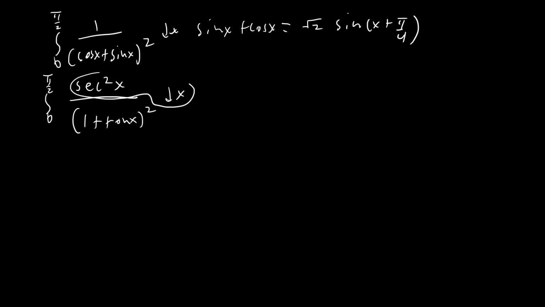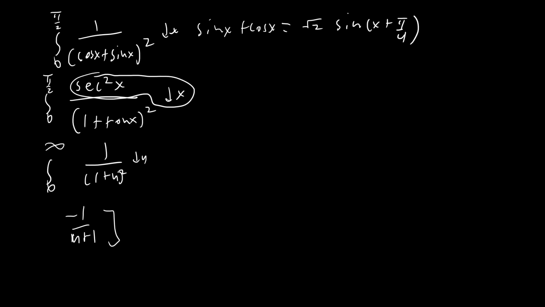The secant squared x dx is just du, where u is tangent x, so we have the integral from 0 to infinity of 1 over (1 plus u) squared du, or negative 1 over (u plus 1) evaluated at infinity and at 0. So that's just going to be 1, and that's our answer. Let's go ahead and check.